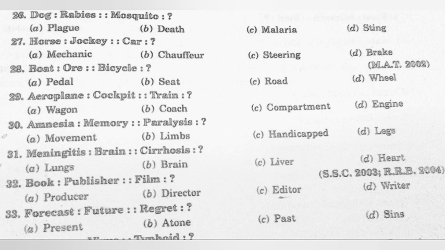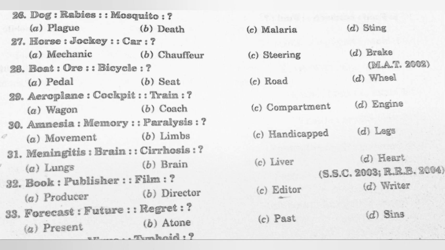Book, publisher; film, what? The one who is ready to give protection or support with money is called a publisher in book publishing. And the one who helps with film production is called a producer. So the answer will be A, not director, editor, or writer.